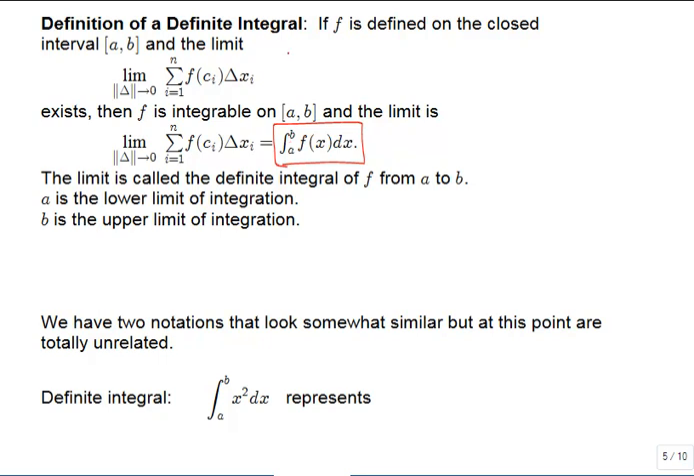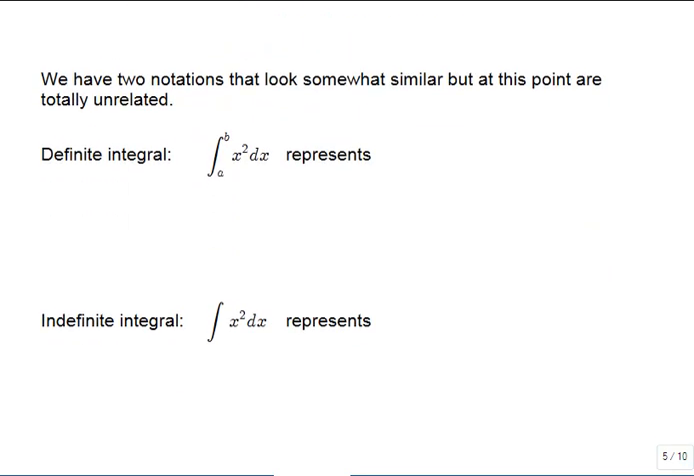So what this formula is saying is that if you have a Riemann sum whose norm is going to 0, then in the limit, as that norm goes to 0, this will turn into the exact area represented by this definite integral from a to b of f of x dx. So we have two notations that look somewhat similar, but at this point are totally unrelated. So we now have this definite integral.